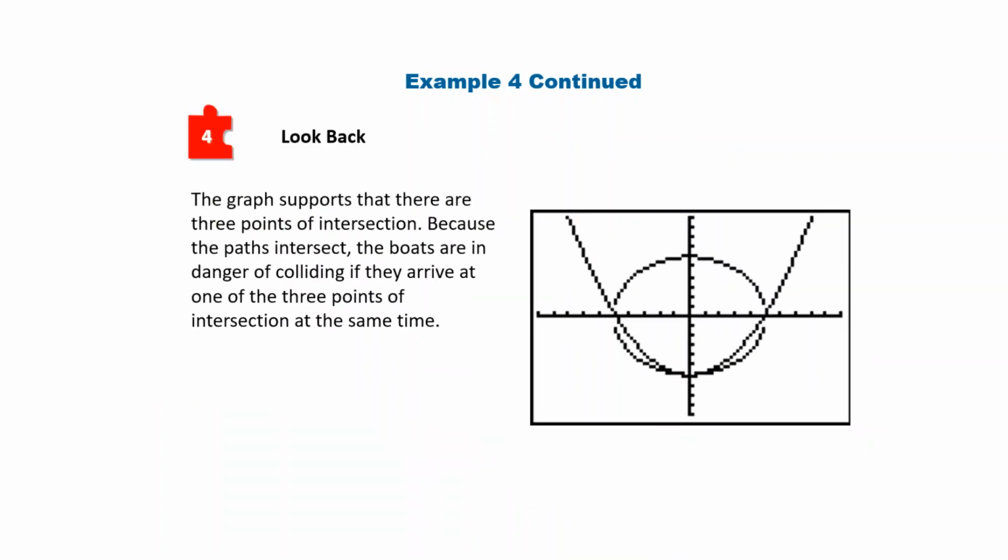So let's just think about it for a minute and look back. The graph supports that there are 3 points of intersection. So if you put it in your calculator, you're going to solve and see this. There are 3, because the paths intersect, the boats are in danger of colliding if they arrive at one of the 3 points of intersection at the same time. So time and their position have to all collide in order for the boats to collide.